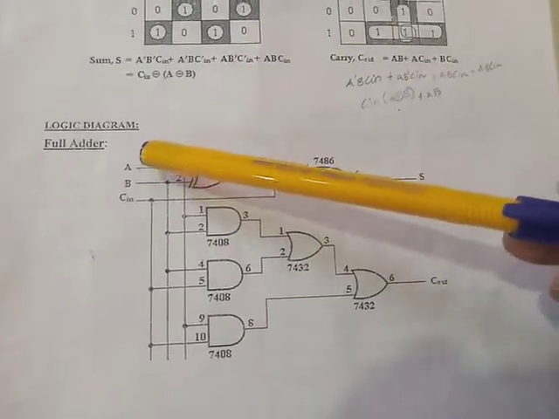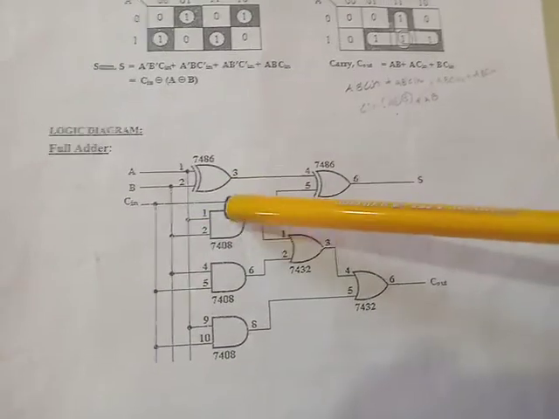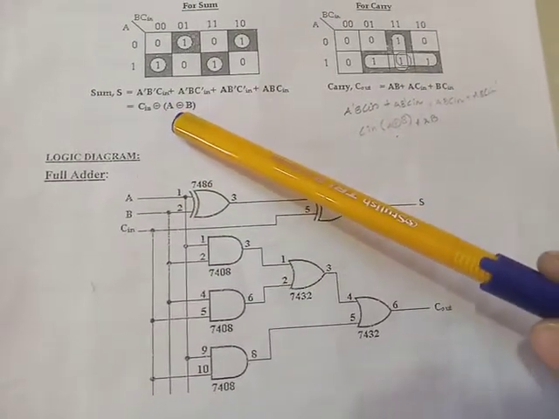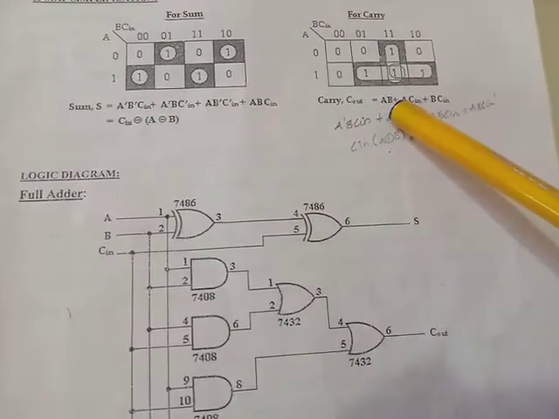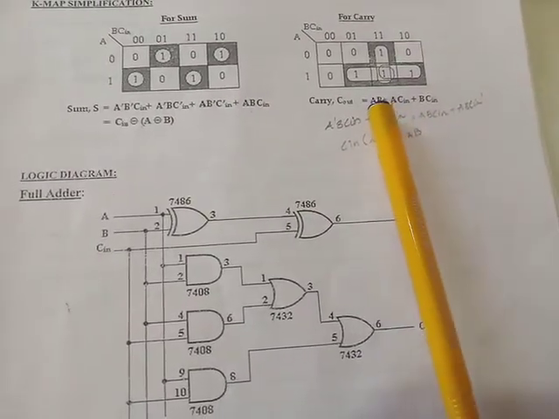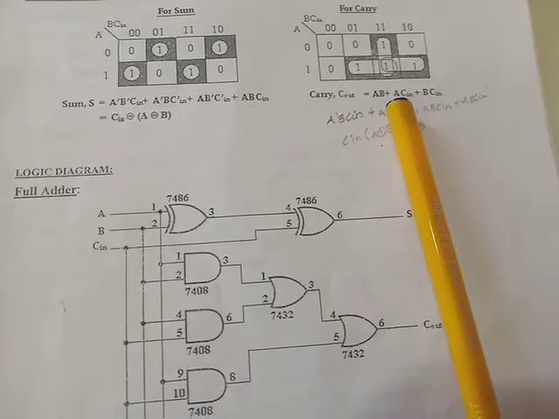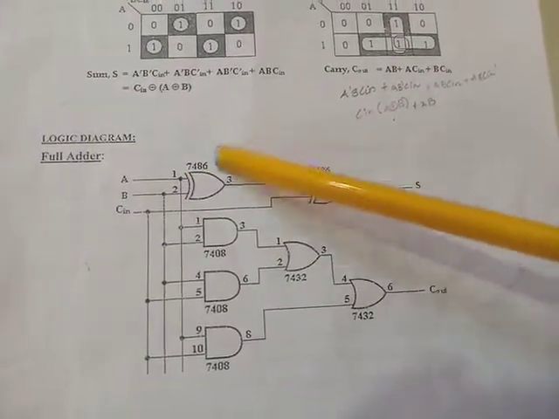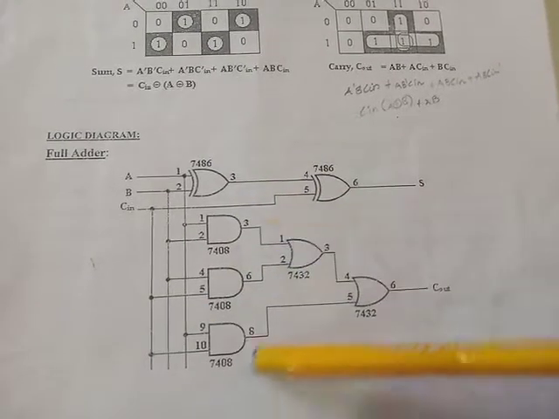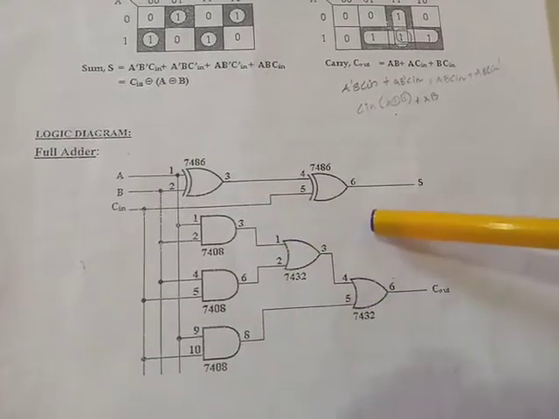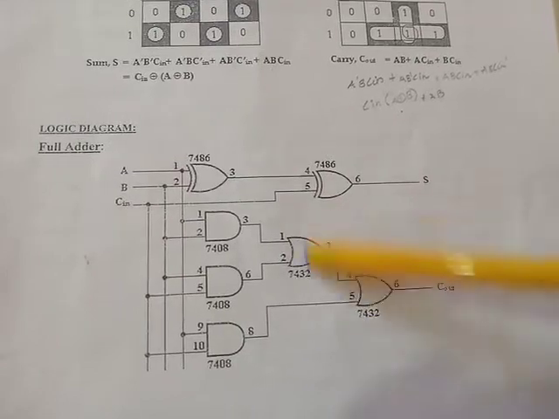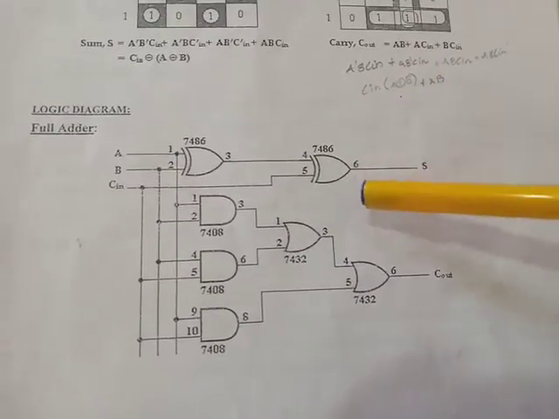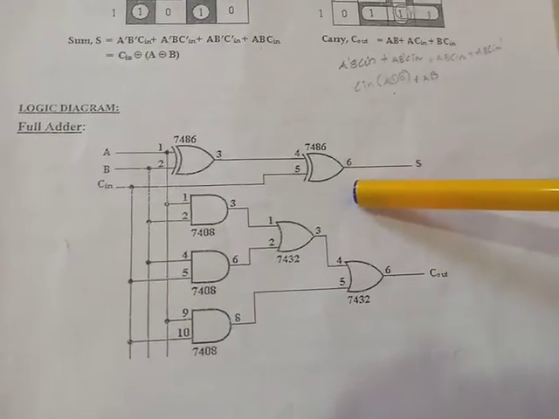Here I am having 3 inputs, A, B, C in, right? So what gates are required? XOR gate is required, and AND gate is required to multiply AB, right? And OR gate is also required. So these are all XOR gates, AND gates, and OR gates. Like this we can implement the logic diagram, and we can verify the truth table.